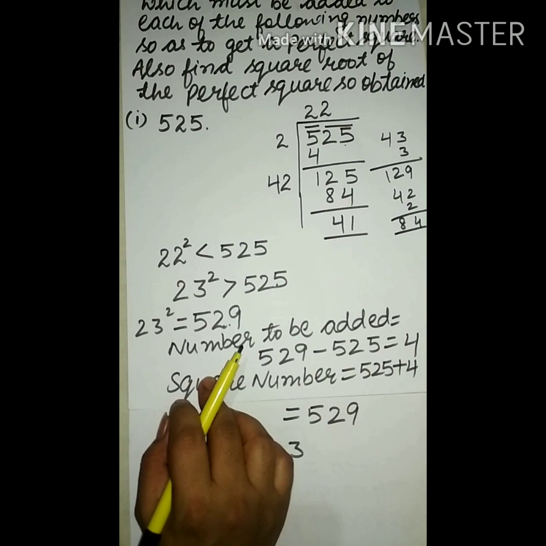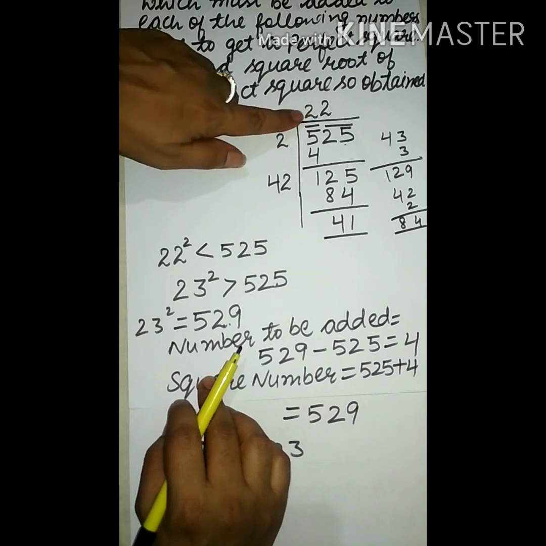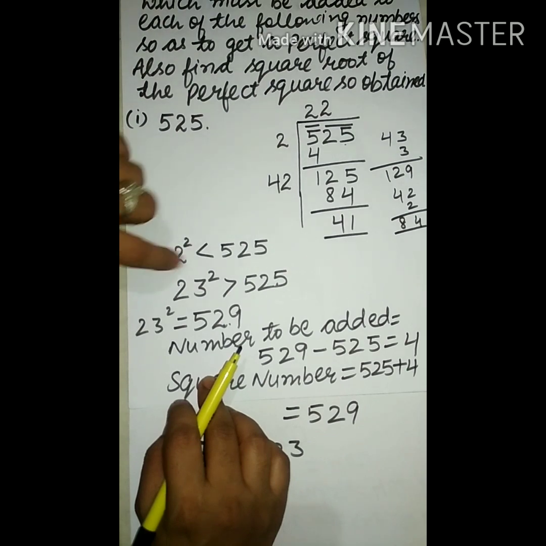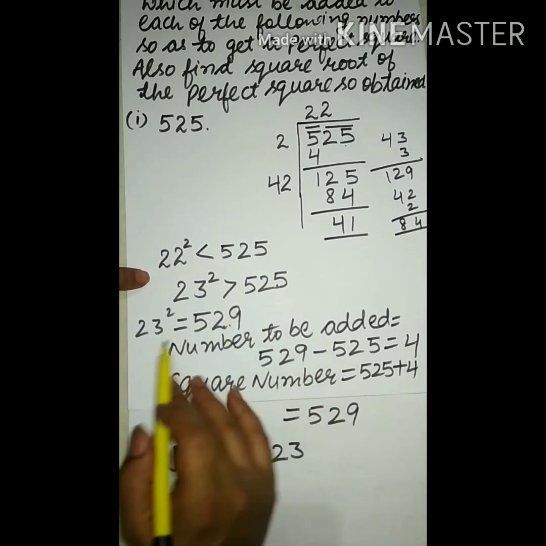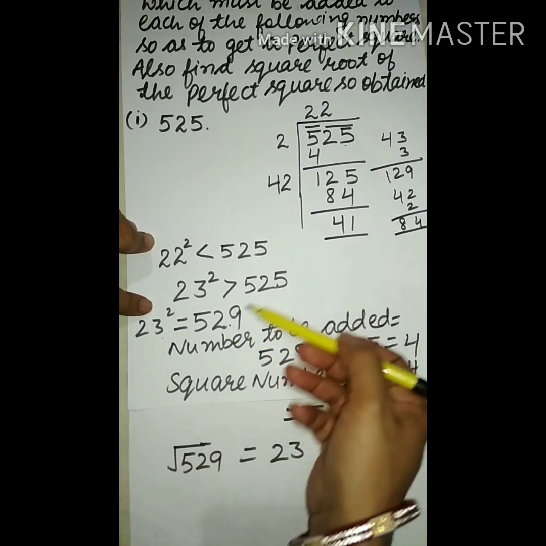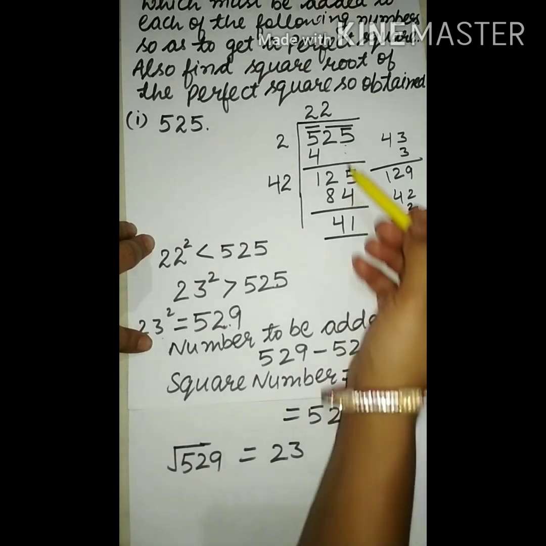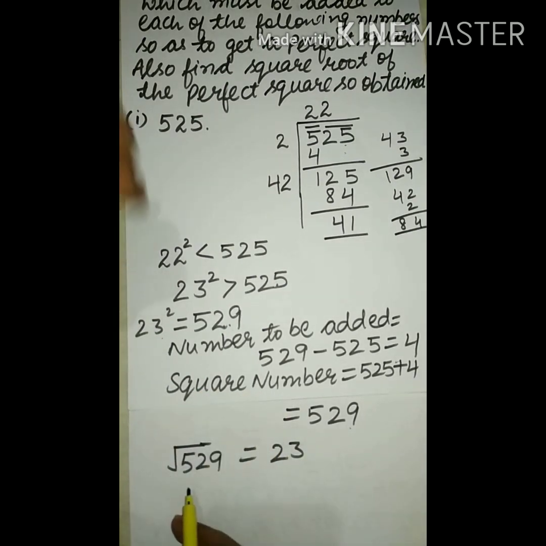So students, see the steps carefully. First step is same as we did in the previous question. After that, as 22 is the quotient, it shows that the square of 22 is less than 525. It means the square of next to 22, that is 23, will be greater than 525. You can find the square of 23, that is equal to 529. Then the difference of these two numbers will be the number which we are to add to the given number, so as to make it a perfect square. So the square number is 529 and the square root of 529 is 23, which is the answer.